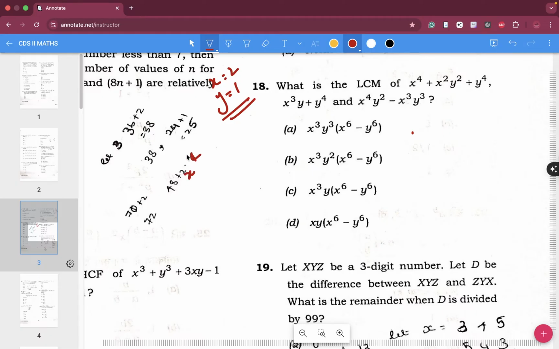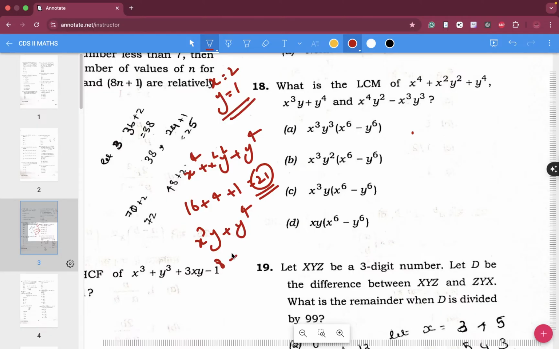In that case, x raised to the power 4, plus x square y square, plus y raised to the power 4. So x raised to the power 4 is 16, plus x square is 4, plus 1. This is 21, no doubt about this. And now for this particular value, x cube plus y cube, so x cube is 8 plus y cube is 1. So this is how much? 9. Okay, I think we made a mistake somewhere.